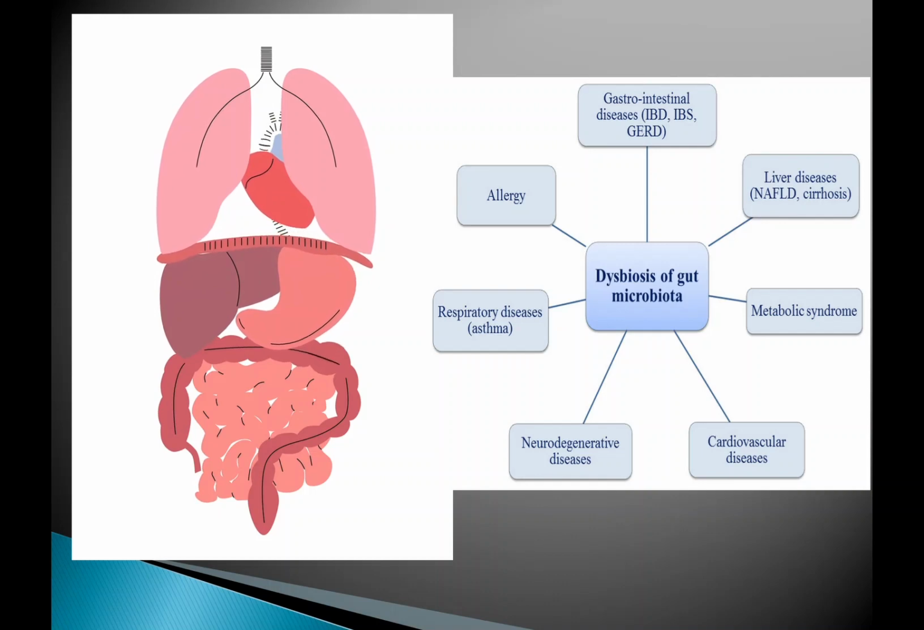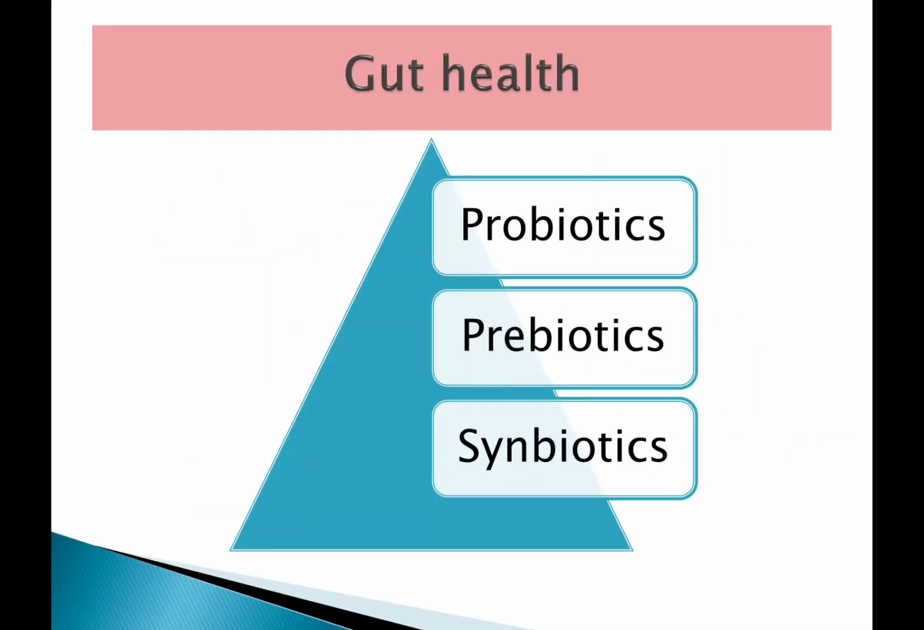And whenever there is any alteration or imbalance in these gut bacteria, it can lead to a lot of problems like gastrointestinal diseases, liver disorders, metabolic syndrome, cardiovascular diseases, neurological problems, respiratory diseases, and allergic diseases. Therefore, it is very important to boost our gut health by including probiotics, prebiotics, and sometimes symbiotics in the diet.